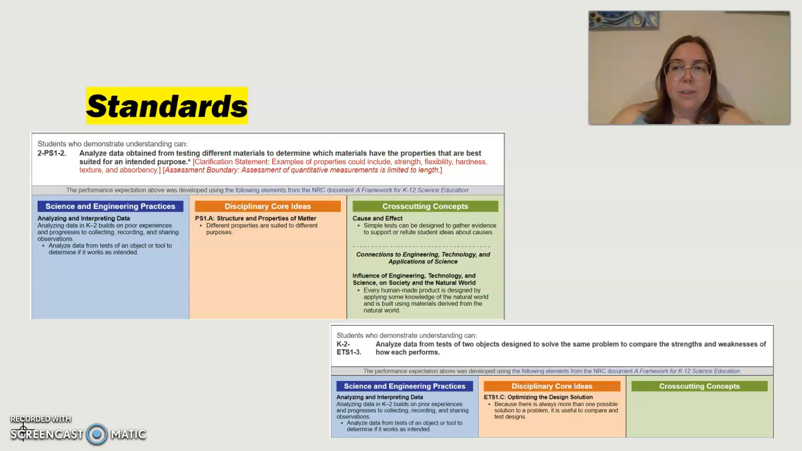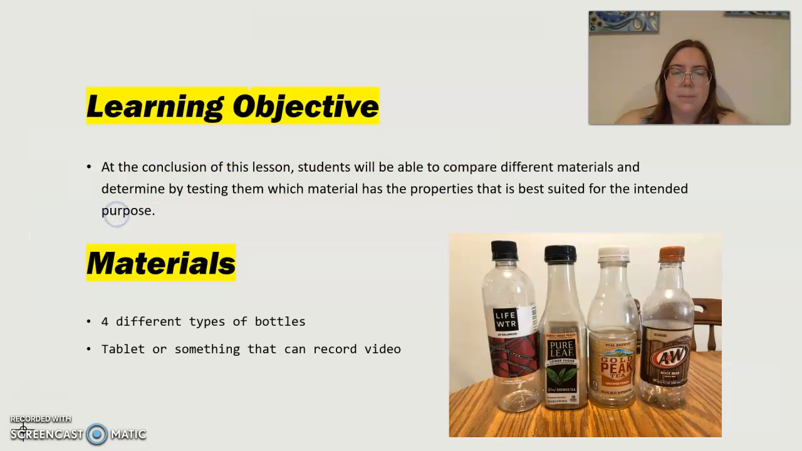So the standards for this lesson are 2-PS1-2, which is analyze data obtained from testing different materials to determine which materials have the properties that are best suited for an intended purpose. And then also K-2-ETS1-3, which is analyze data from tests of two objects designed to solve the same problem to compare the strengths and weaknesses of how each performs.